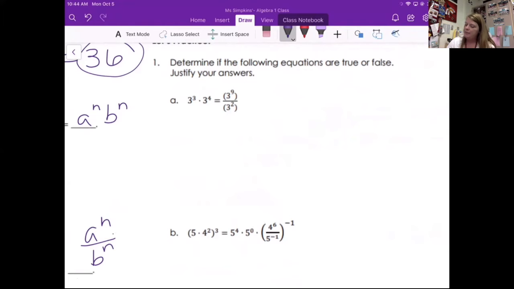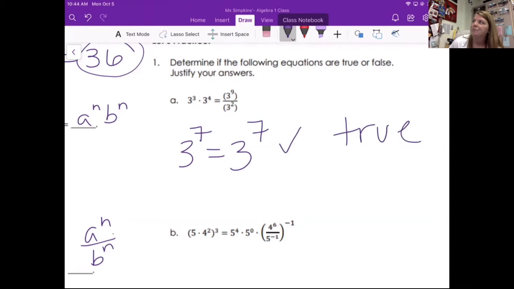So if we look at the left-hand side, we are multiplying them together. So that means we do what to their exponents? Add them. So 3 plus 4 would give us 3 to the 7th power. On the right-hand side, we're dividing. So we do what to their exponents? You got this. Subtract them. So 9 minus 2 would also give us 3 to the 7th power. So these are equal to each other. So I would consider that true. Both sides of those equal signs are the same.